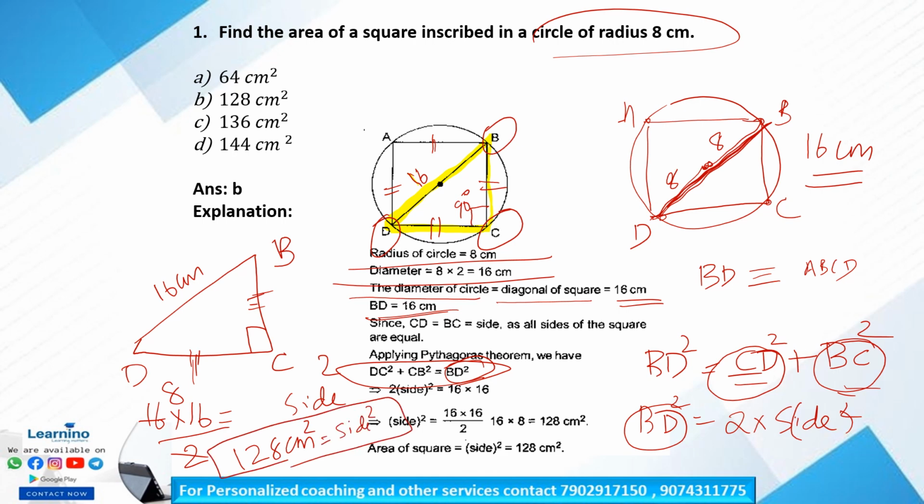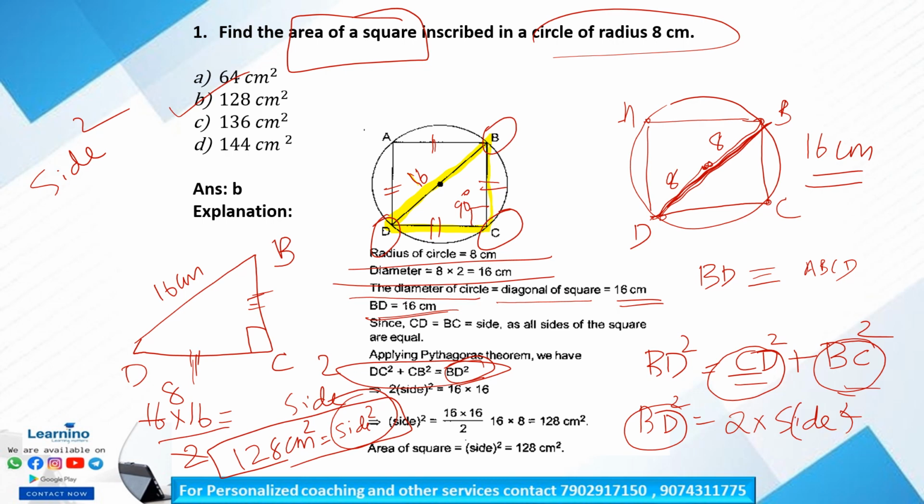So we have to find the area of the square. What is the area of the square? Area of the square is equal to side square. So we get the side square, which is 128 centimeter square. So option B is our correct answer. Is that clear? So from the circle we have 4 points and we make a square, and from that square we made a triangle.